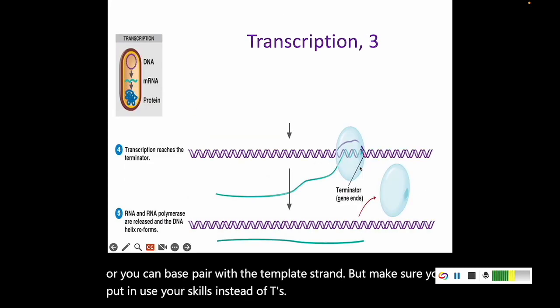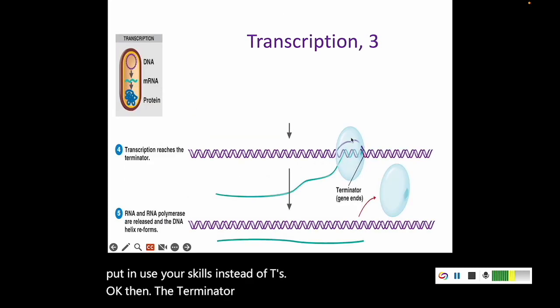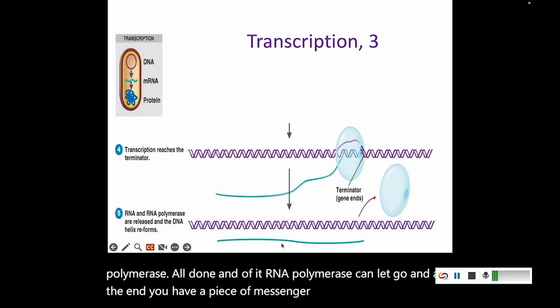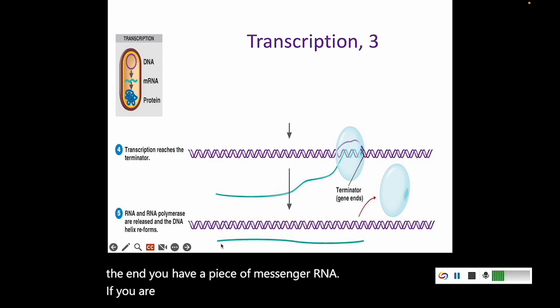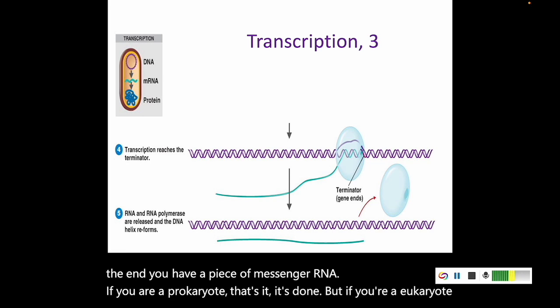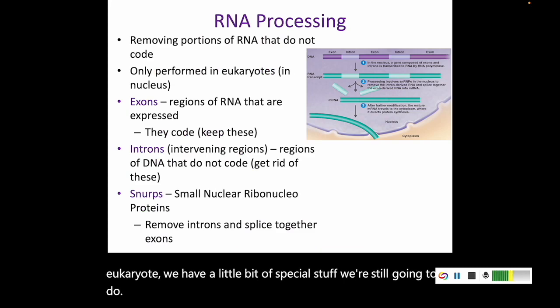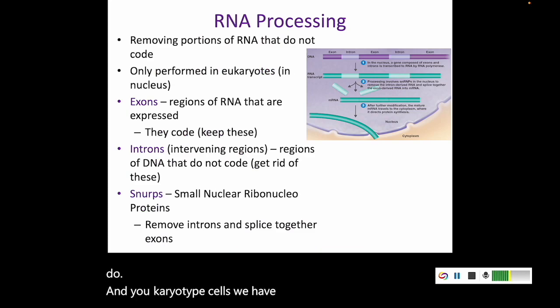Okay, then the terminator sequence is going to tell the RNA polymerase, all done, end of it. RNA polymerase can let go, and at the end you have a piece of messenger RNA. If you're a prokaryote, that's it, it's done. But if you're a eukaryote, we have a little bit of special stuff we're still going to do. In eukaryotic cells, we have what's called RNA processing.